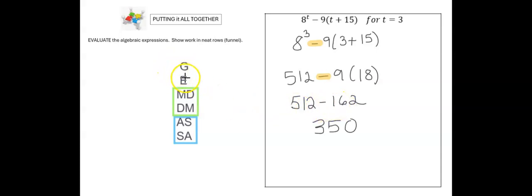So we did our exponents. There was no grouping symbols in our first term, so we did the exponents. We go to the second term, we did those grouping symbols. And then we were ready. Second term still needed some work, so we did that multiplication, and we were done.